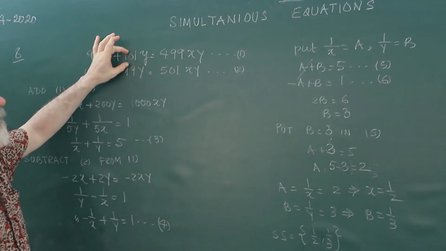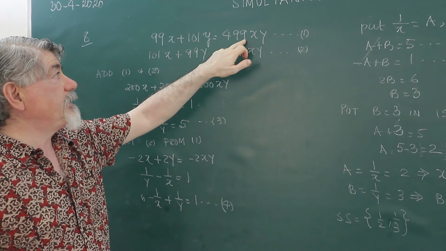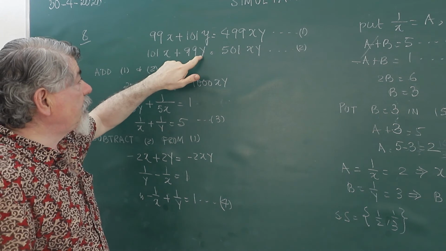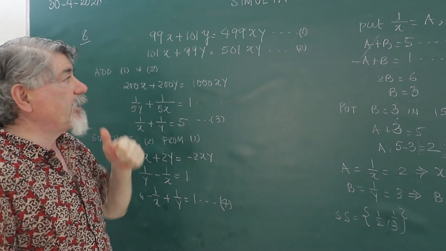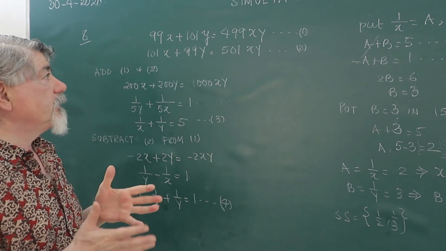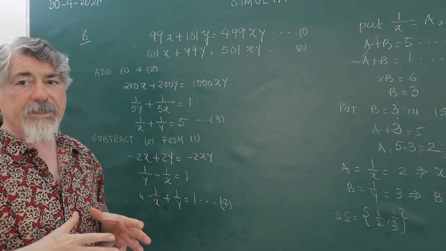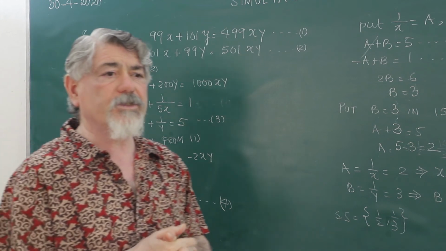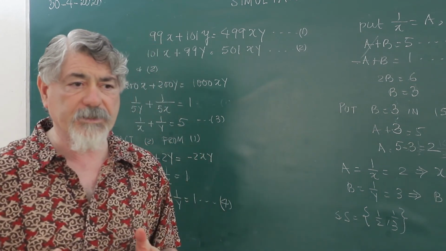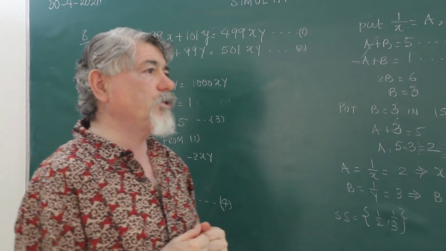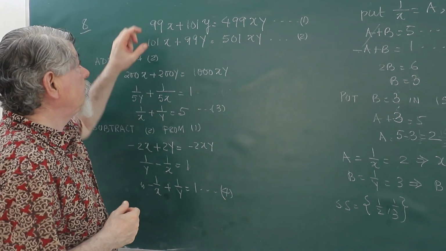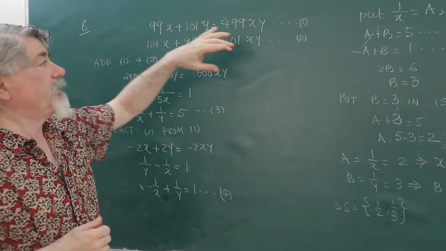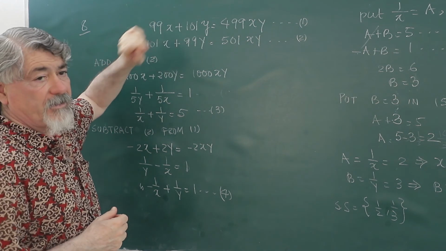99x plus 101y is equal to 499xy. 101x plus 99y is equal to 501xy. This must trigger something in your memory, because this kind of question we have done earlier. It's also a special kind of simultaneous equation question in which we told you that the coefficients of x and y are quite large, like 99, 101.